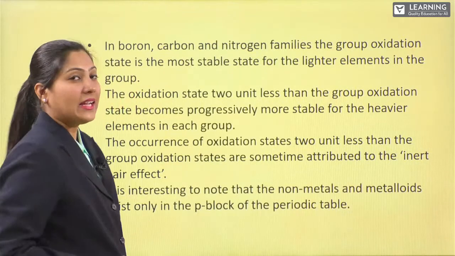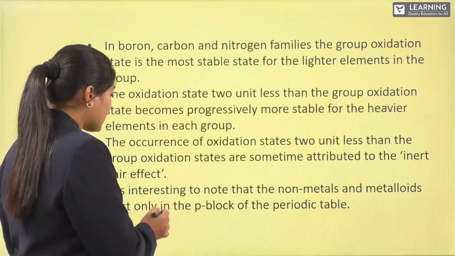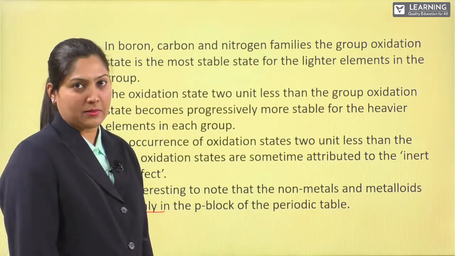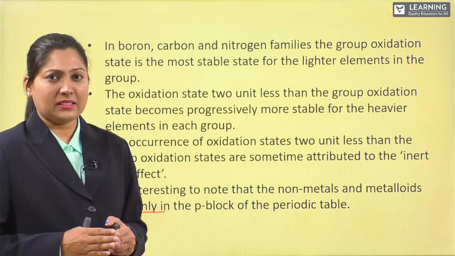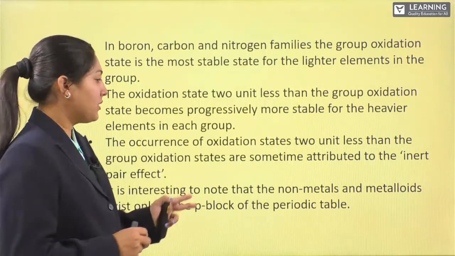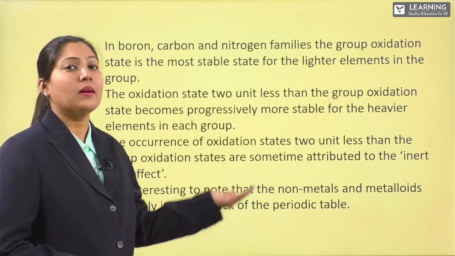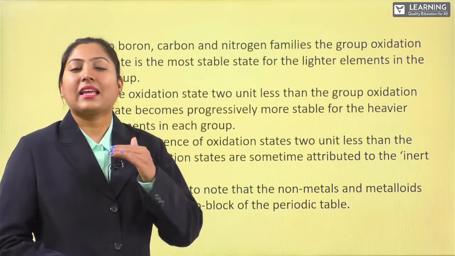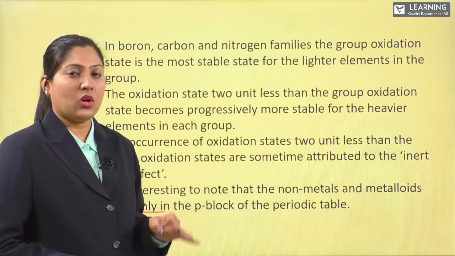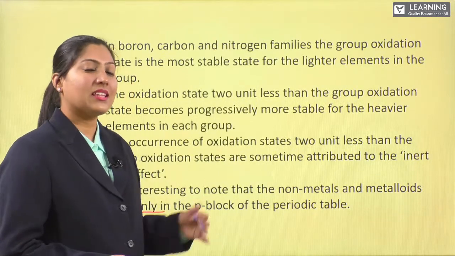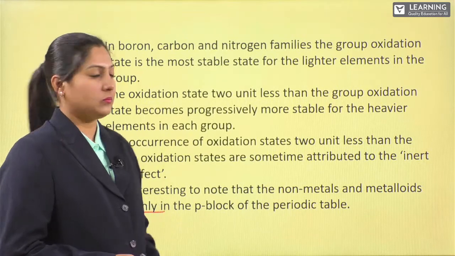The next point is that it is interesting to know that non-metals and metalloids exist only in the p block elements. We see that the s block is completely made up of metals, right? Except hydrogen. But other than the p block elements, you cannot find metalloids and non-metals in any other block, neither the s block, nor the d block, nor the f block. We just see metals, non-metals and metalloids in the p block alone.